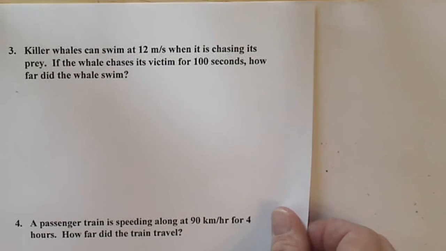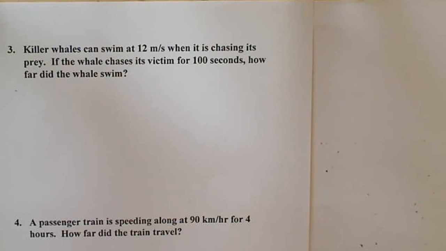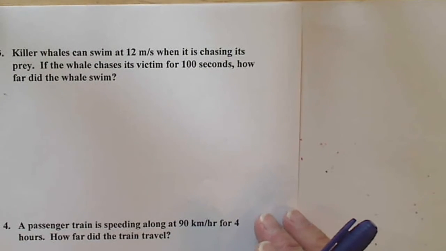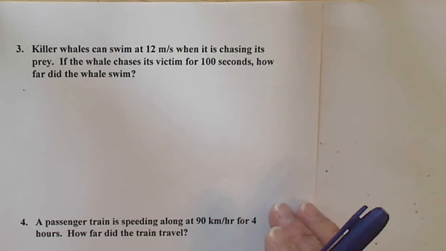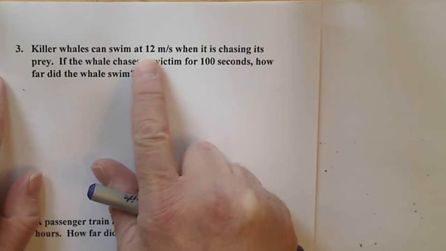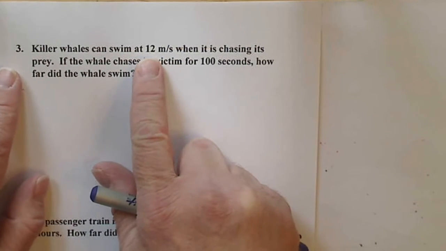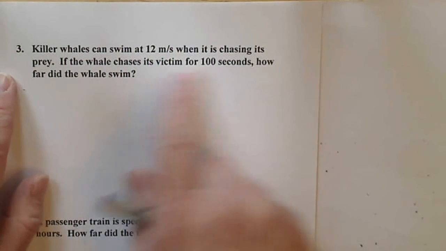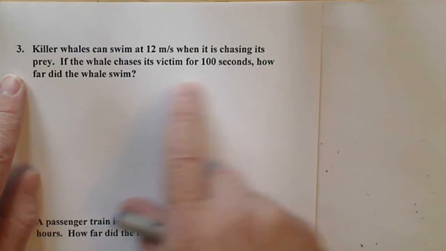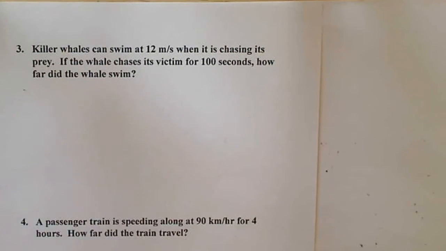Okay? So, our next problem is we're talking about a killer whale. I actually looked this up, so these numbers are actually pretty accurate. A killer whale can go close to 45 kilometers per hour, or 20 some odd miles per hour. When it's hunting something down, it can go pretty quick. So we got a killer whale here, and I converted it down to meters per second. So it's swimming along at 12 meters per second when it's chasing its prey. If the whale chases its victim for 100 seconds, how far did the whale swim?